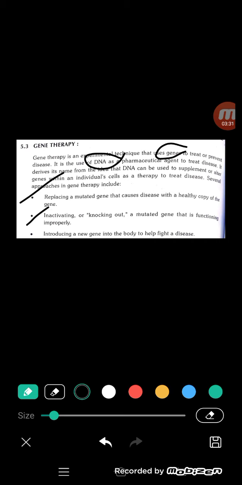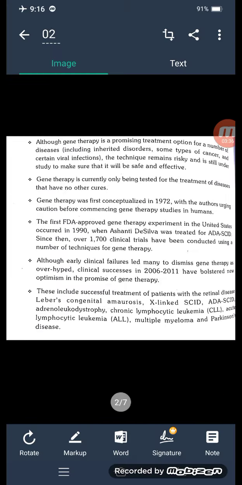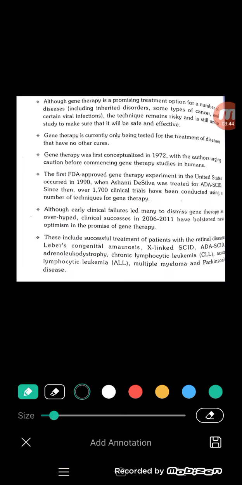This is the introduction to gene therapy. Although gene therapy is a promising treatment option for a number of diseases, not only one disease, including inherited diseases, some types of cancers, and certain viral infections, the technique remains risky and is still under study to make sure it will be safe and effective. Currently gene therapy is only being tested for the treatment of diseases that have no other cures.